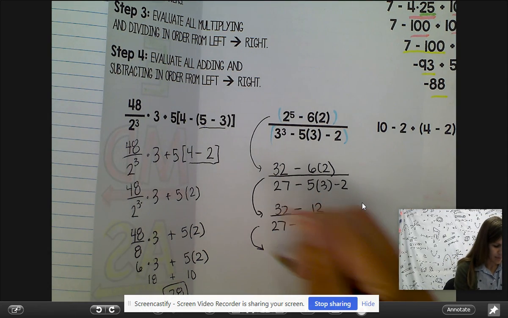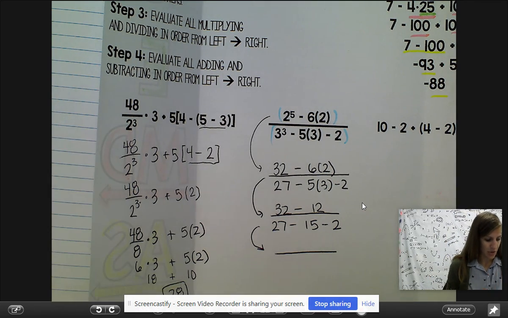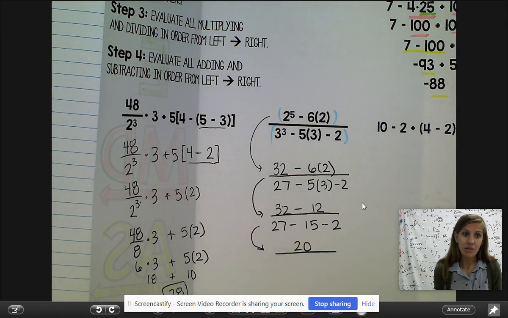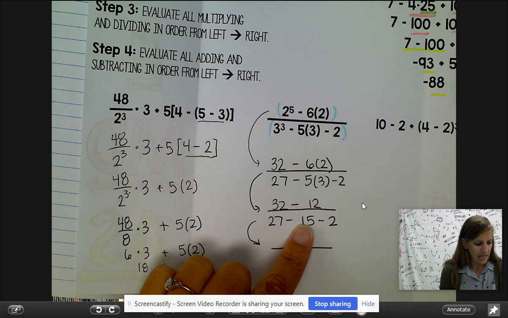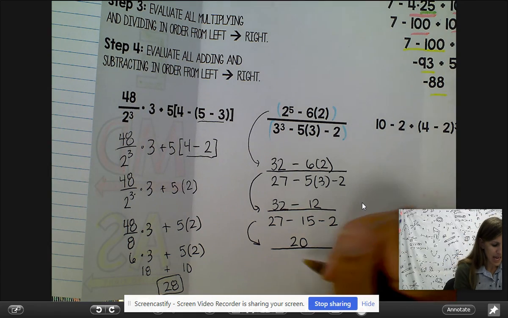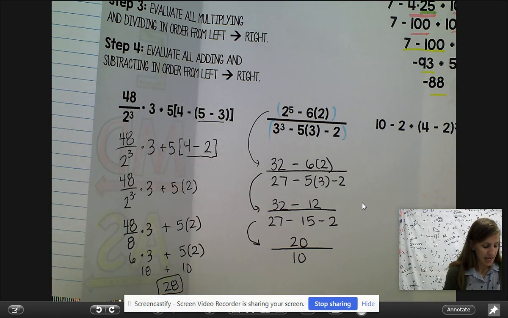Okay. Numerator, all I have left is subtraction. So 32 minus 12, we're at 20. Denominator, all we have is subtraction. We're going to go left to right. So 27 minus 15, let's see, that's 12 minus 2 for 10. And then we can divide. And thankfully they divide nicely.